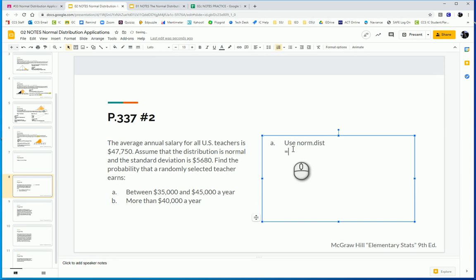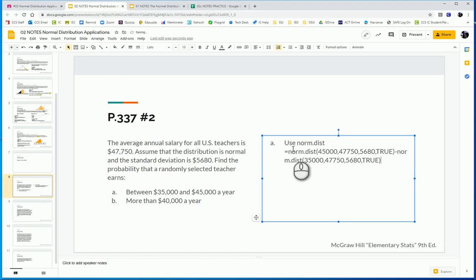And our first one is going to be equals norm.dist of the right bound, which is the larger one, 45,000, comma the mean, which is 47,750, comma the standard deviation, which is 5,680, comma true. Okay, and then minus norm.dist of the lower bound, which is 35,000, comma the mean, comma the standard deviation, comma true.